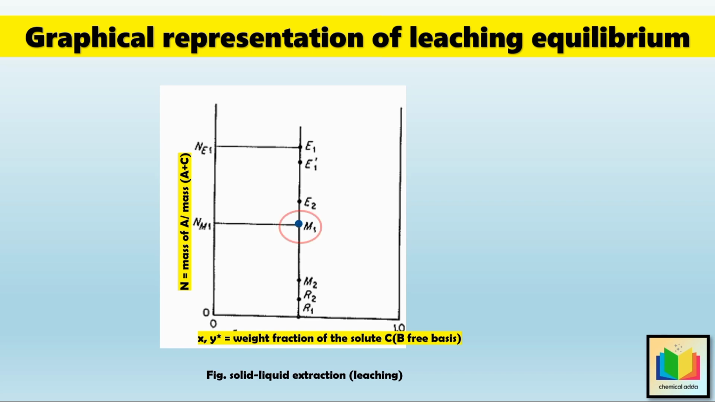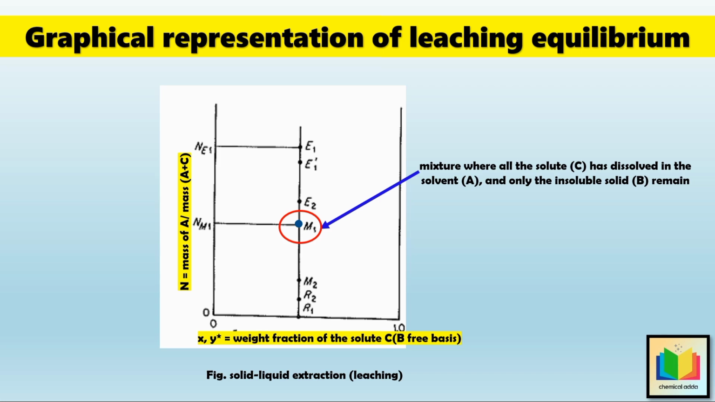Then point M1 represents a mixture in which all of the solute C has dissolved in solvent A, while only the insoluble solid B remains undissolved, either suspended in the solution or settled at the bottom. At this stage, the solution is in equilibrium, which means that no more solute can dissolve under current conditions. This is an important reference point for leaching because it tells us when extraction is complete.